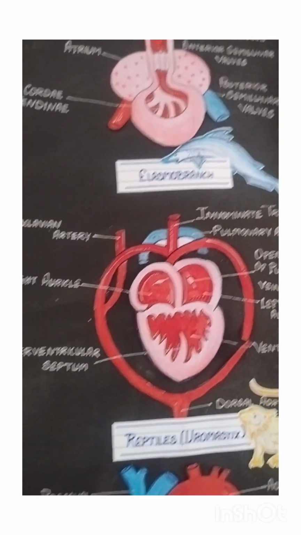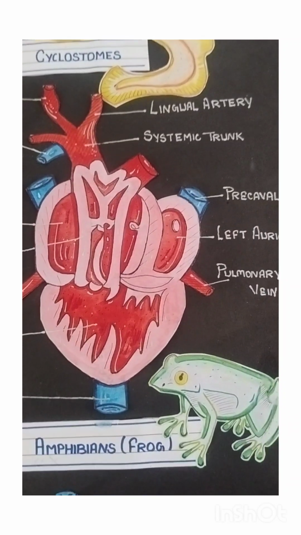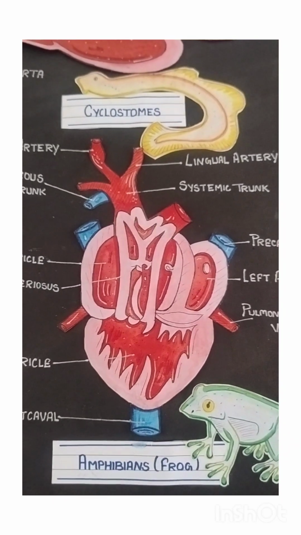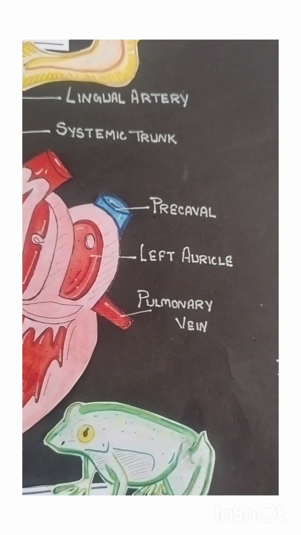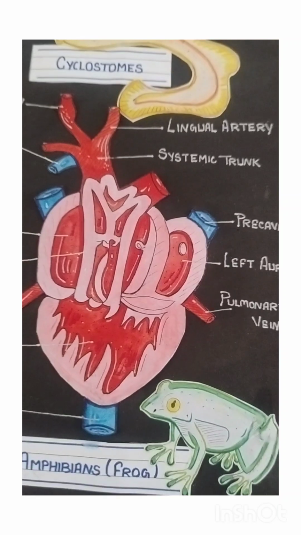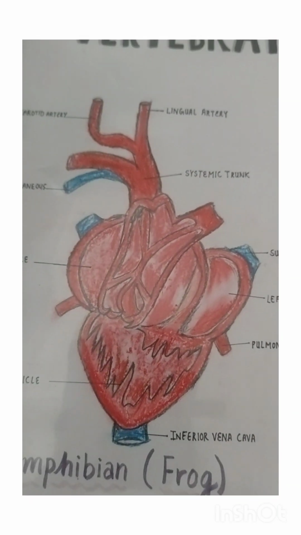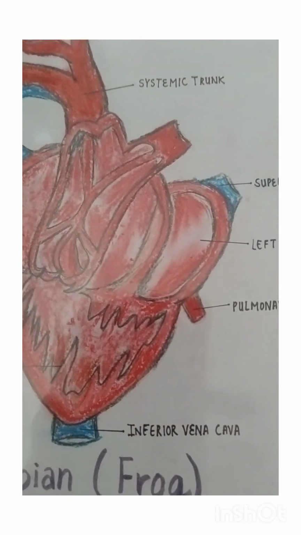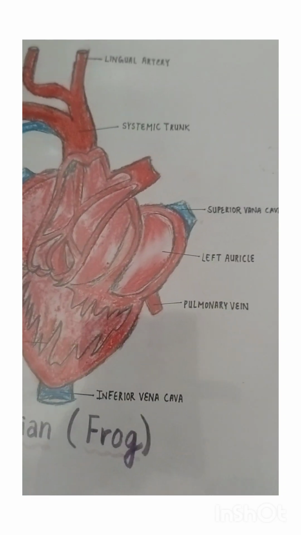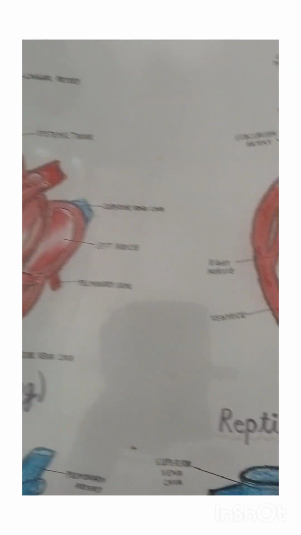Then come to the second highly evolved animal after fish, that is the amphibians or frog. Here you can see the heart is three-chambered: left auricle, right auricle, and single ventricle. In this diagram also you can see left auricle, right auricle, and single ventricle, with a large ventricle at the base. This is the main difference between Pisces and amphibians: Pisces have a two-chambered heart, and amphibians have a three-chambered heart.